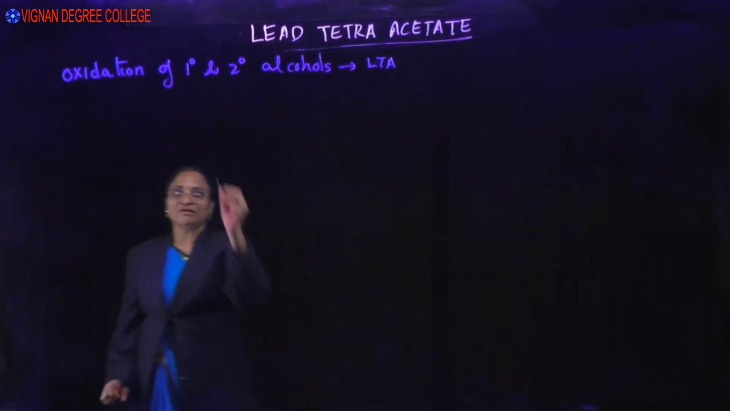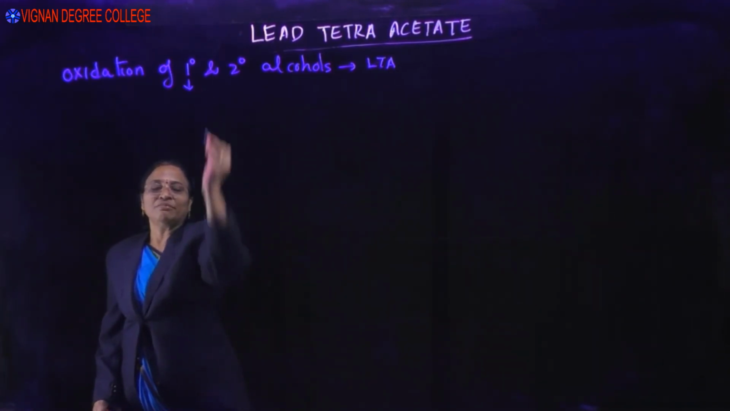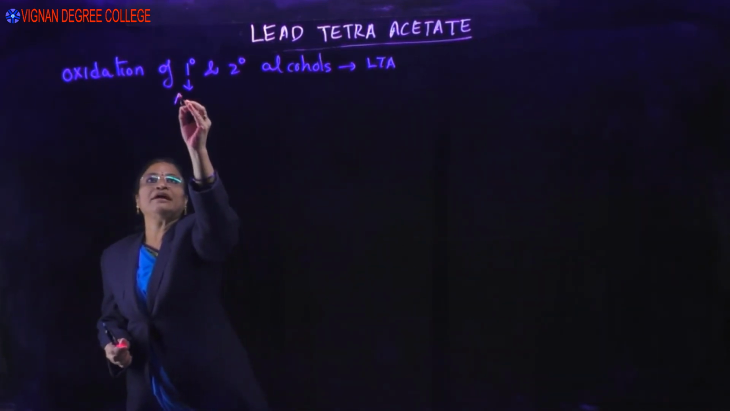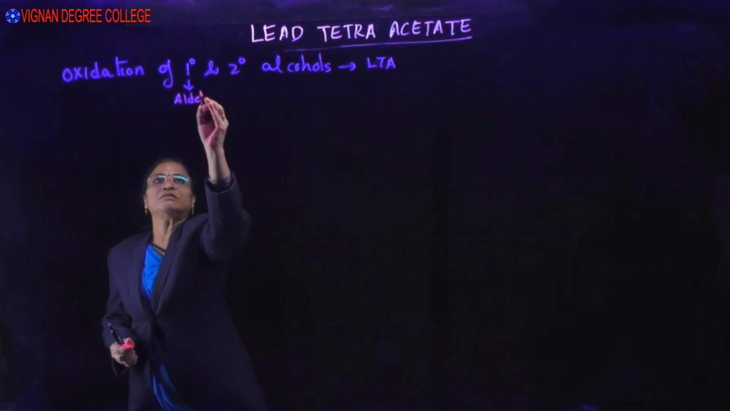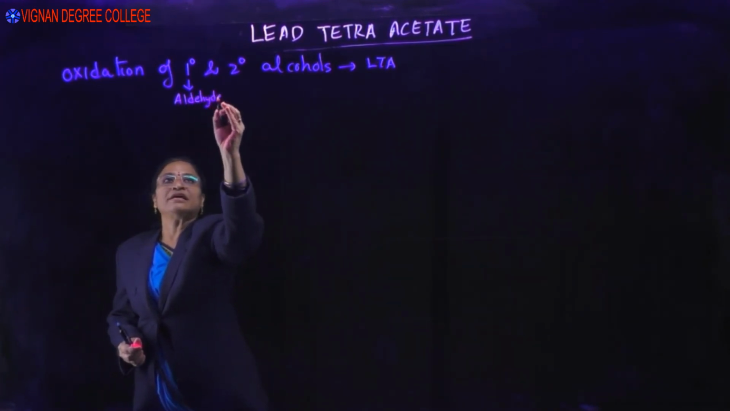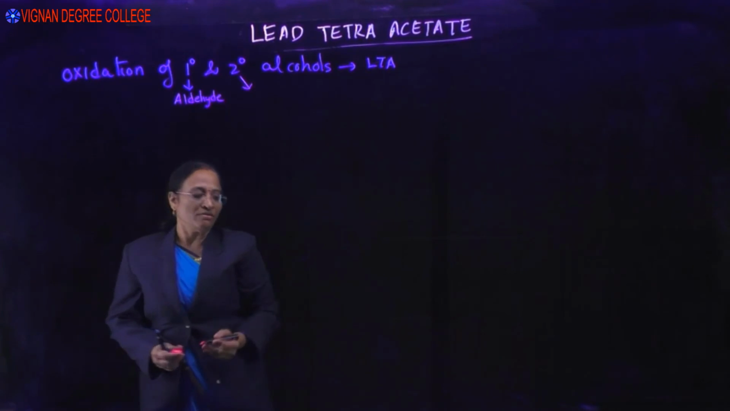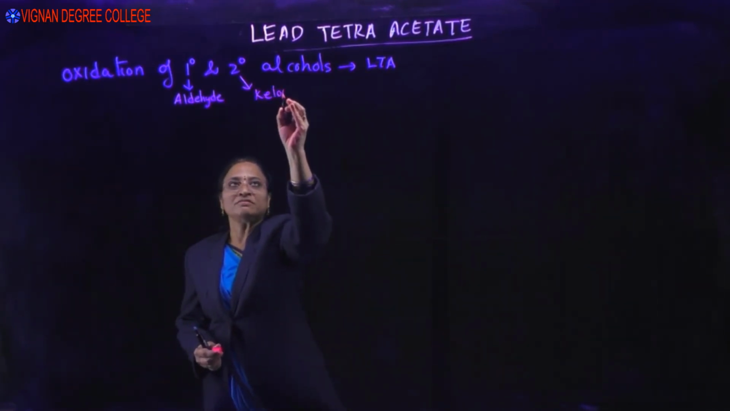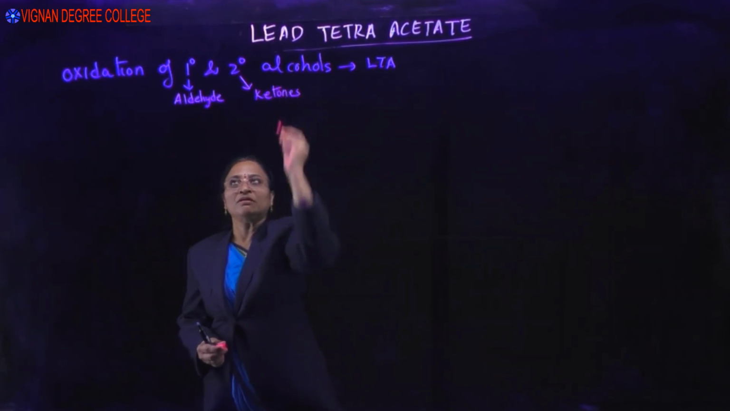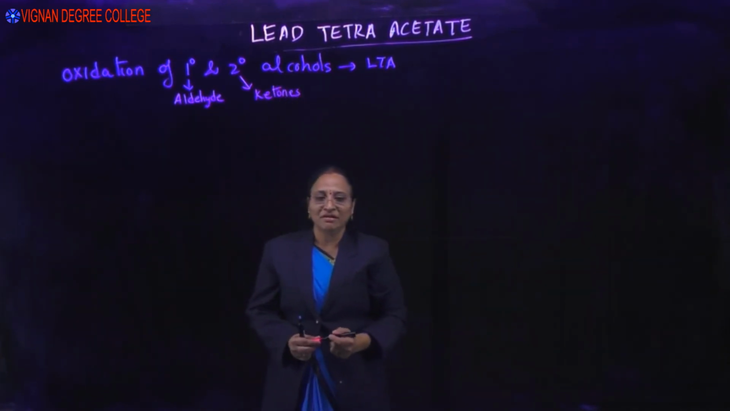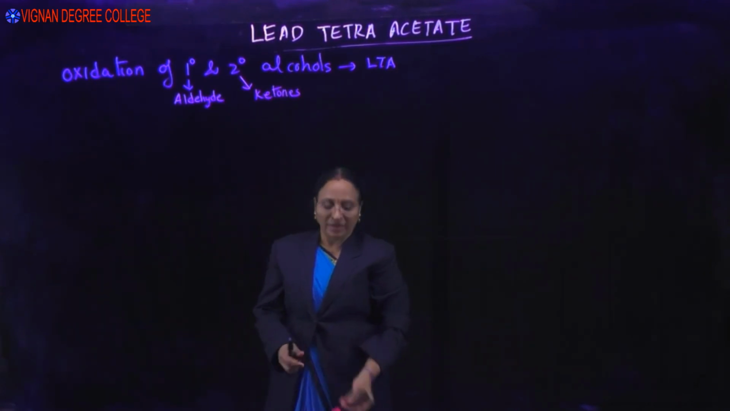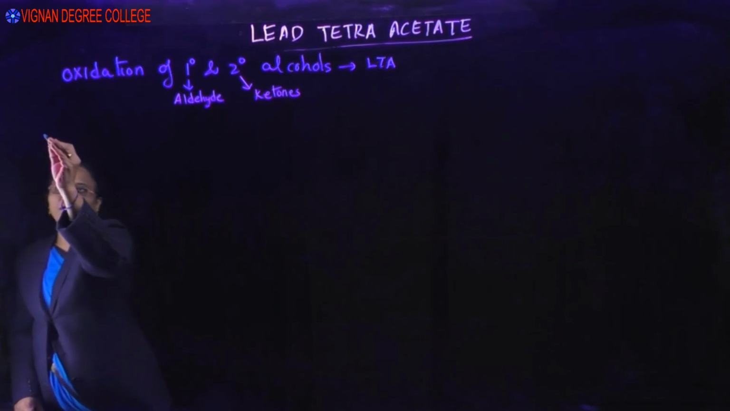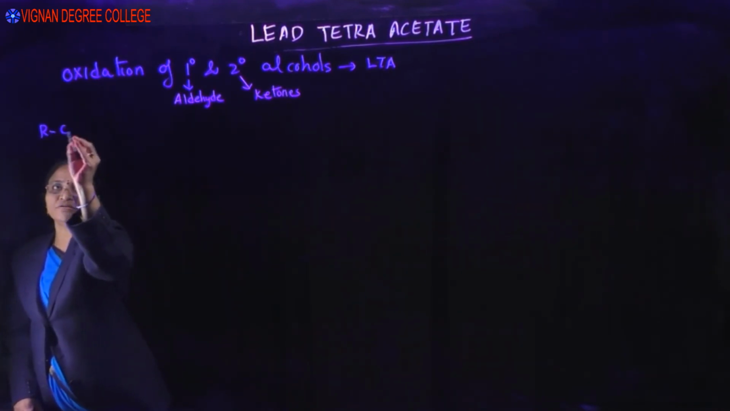So primary alcohols undergo oxidation by using lead tetraacetate and get converted into an aldehyde, whereas secondary alcohols undergo oxidation and get converted into ketones. So both primary as well as secondary alcohols can undergo oxidation by using lead tetraacetate. So let us see how the primary alcohol undergoes oxidation.